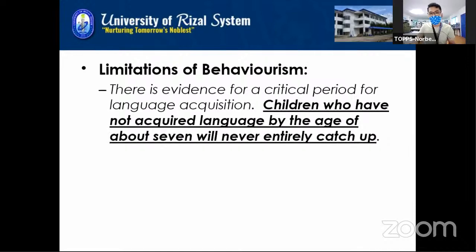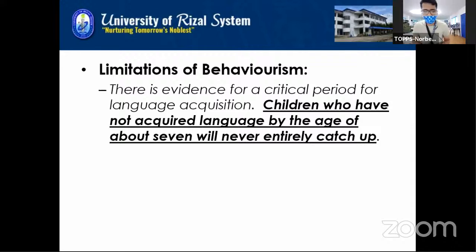Okay? So, there is an evidence for a critical period for language acquisition. Sabi, children who have not acquired language by the age of about 7 will never entirely catch up. Okay, yun is sa hindi to kayang ipaliwanag ng behaviorism. Why is it that there are children who are at the age of 7 who could not catch up with acquiring a specific language? Bakit di sila makapag-catch up para 7 years old sila? 'Di ba?